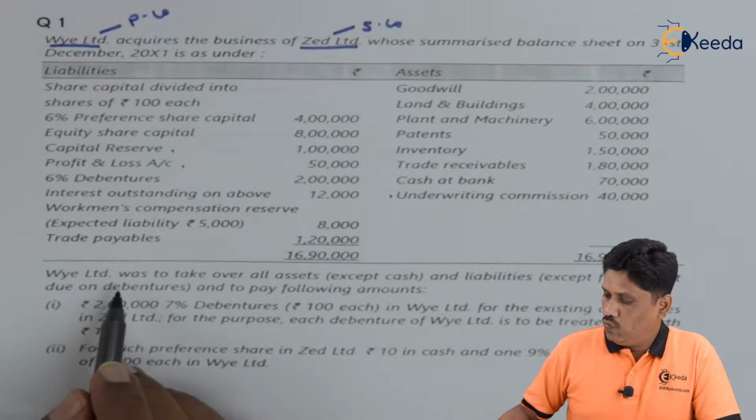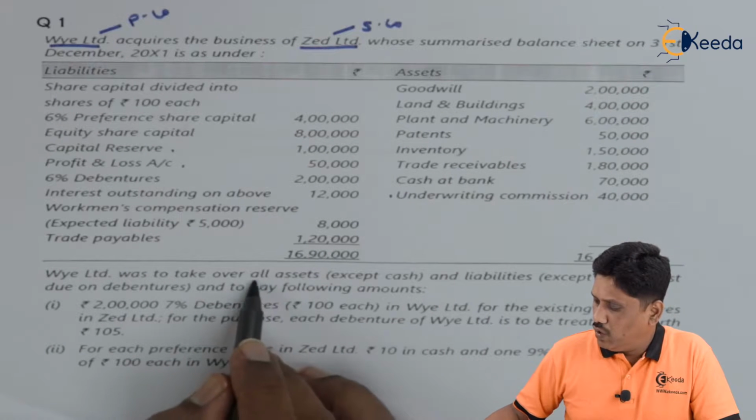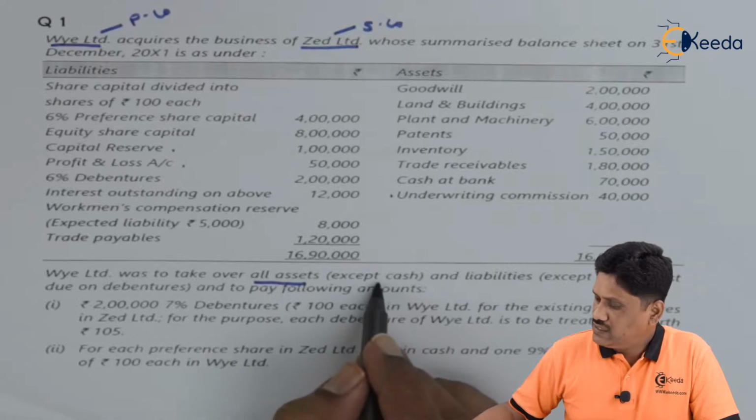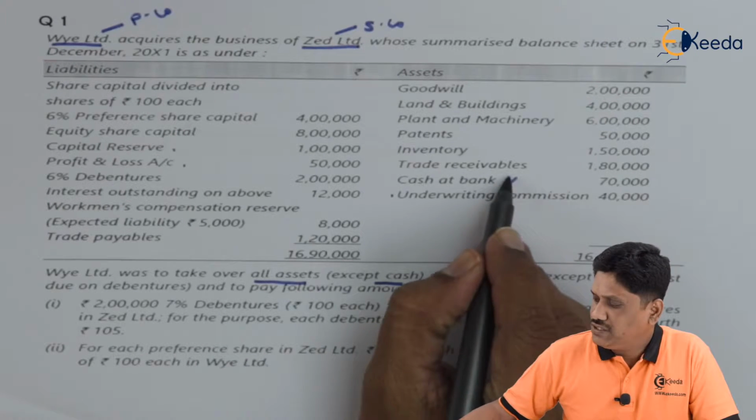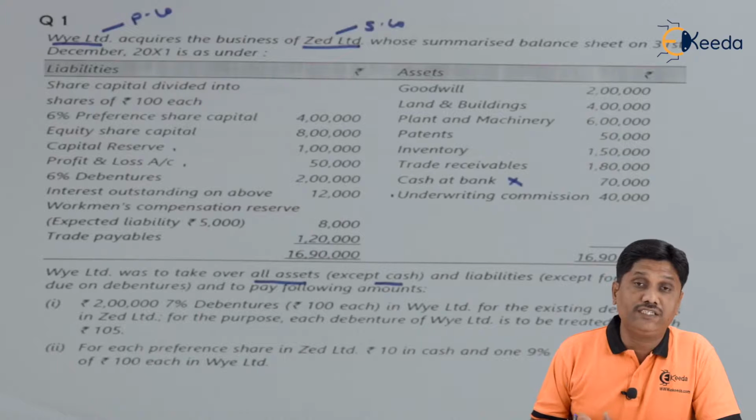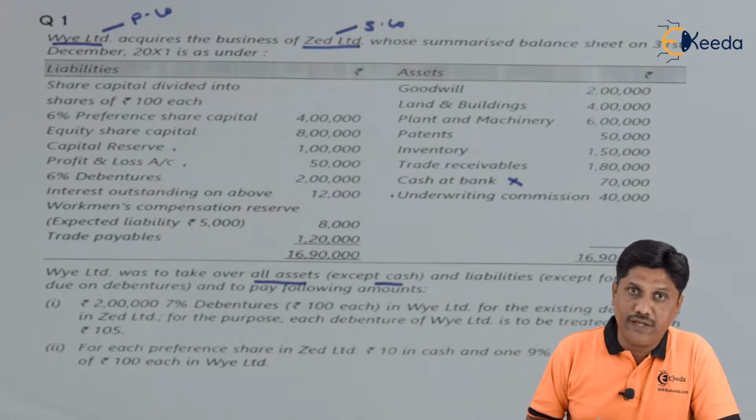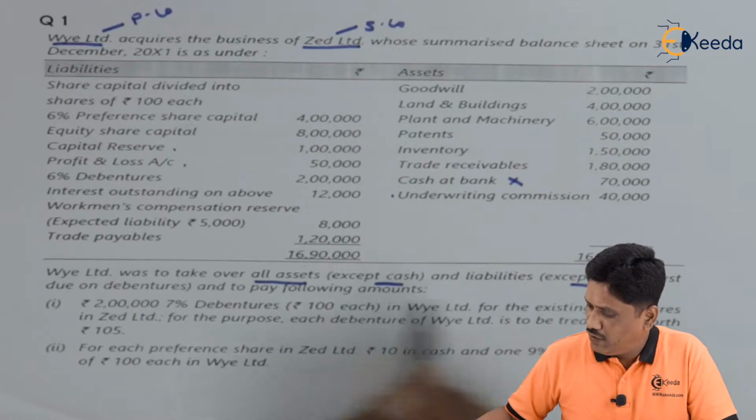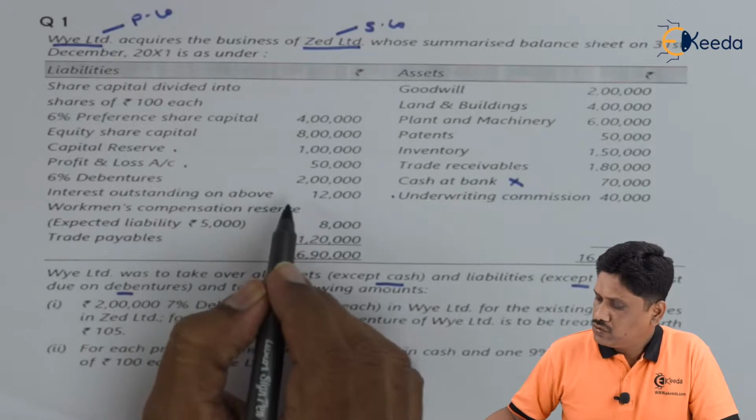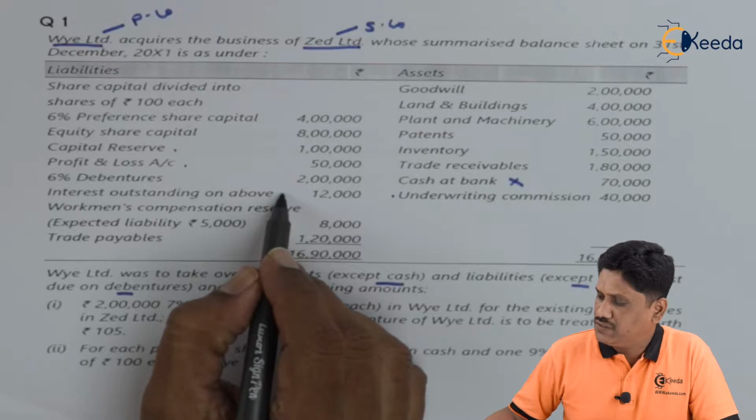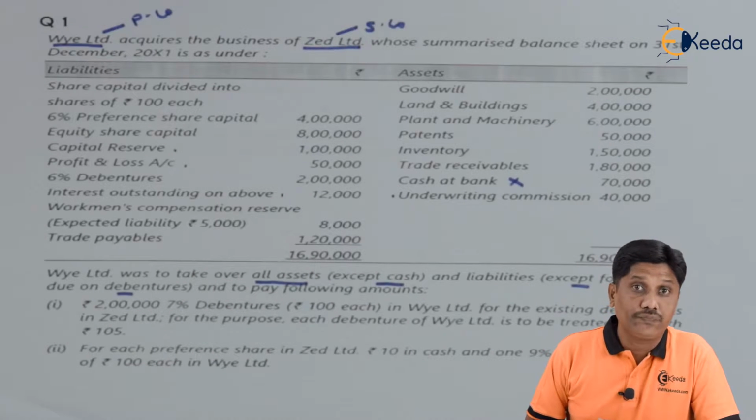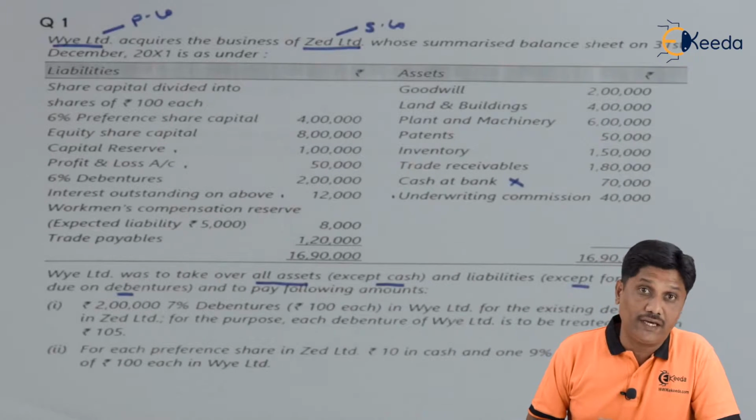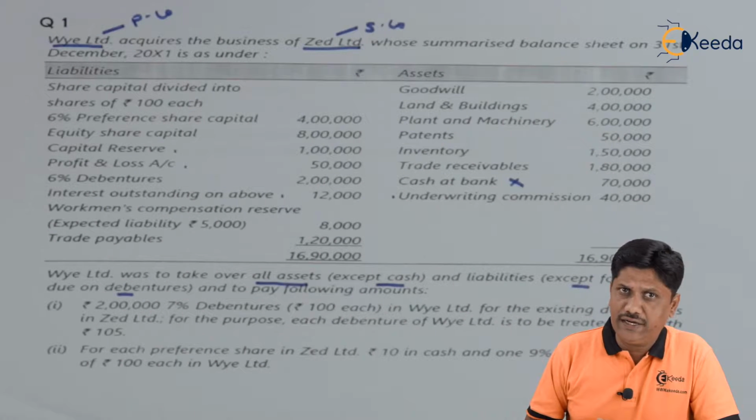Then they gave you: Y Limited was to take over all assets except cash. So I can say cash is not taken over. So cash will remain with the vendor company as an opening balance. And liabilities except for interest due on debenture. So look here, interest due on the debenture is 12,000. It is not taken over. So our responsibility is to discharge this 12,000 with the available cash and available fund. We will see that in a meantime.